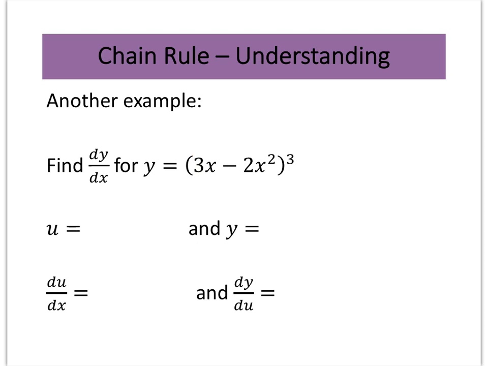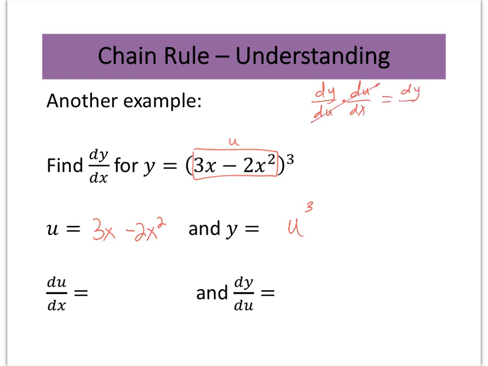I should actually do this real quick. I've got my u inside. So my u is going to be 3x minus 2x squared. And that makes my y u to the power of 3. Okay, remember dy du times du dx, those x's cancel out, so I get dy dx, which is really what I'm after to begin with.